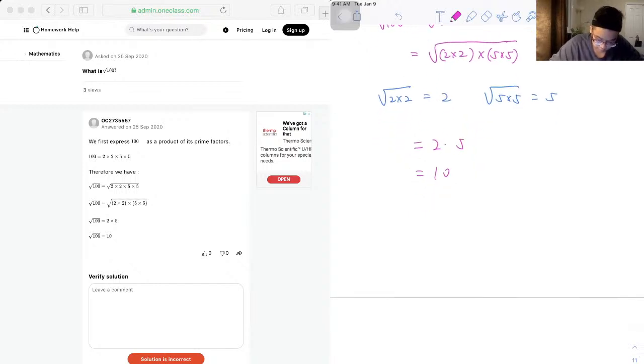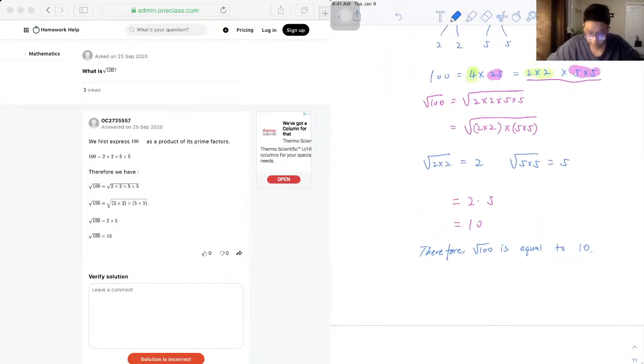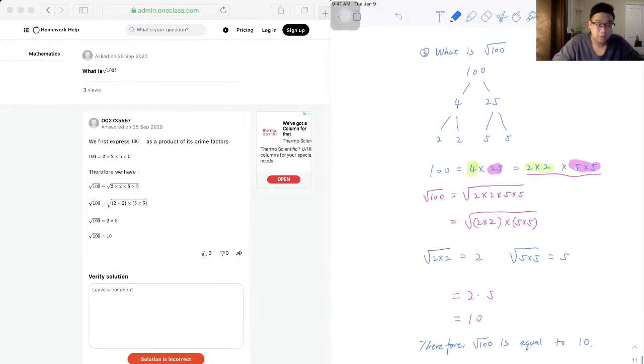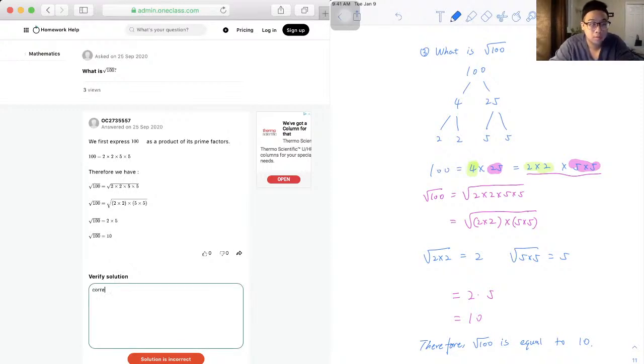Therefore, we can write our conclusion. Therefore, root 100 is equal to 10. Right. Because remember, 10 times 10 is equal to 100. Right. So I think that's how we got for this question. Correct. Good job.